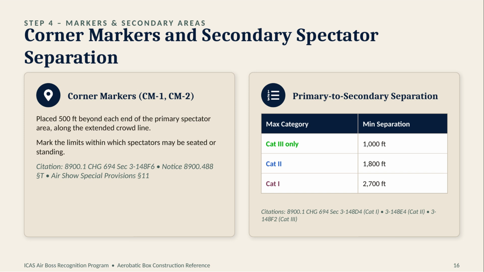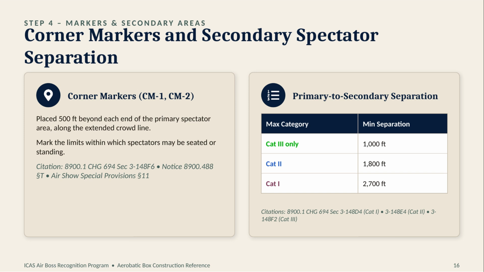Their function is specific. They mark the limits within which spectators may be seated or standing, not a boundary for anything else on the field. That sighting requirement comes from 8900.1, Change 694, Section 3, 148F6, reinforced in Notice 8900.488, Paragraph T, and the Airshow Special Provisions, Paragraph 11. Beyond the corner markers, this slide covers a separate spacing requirement that trips people up.